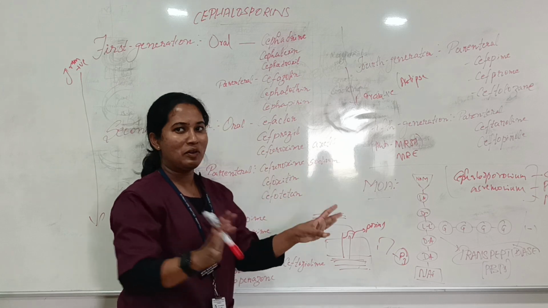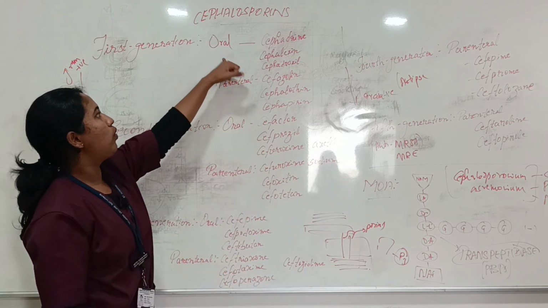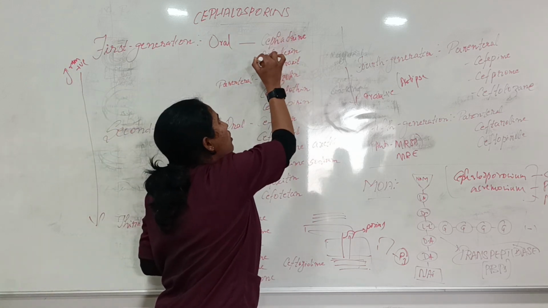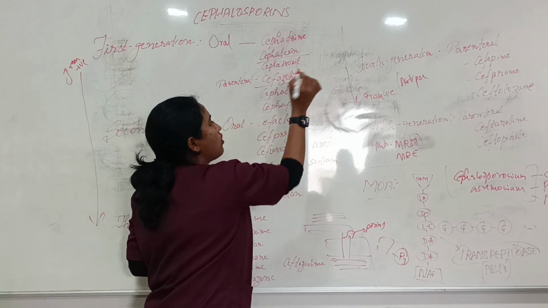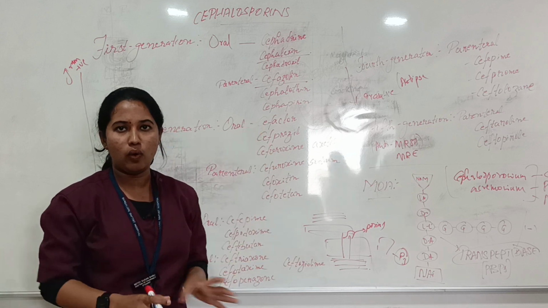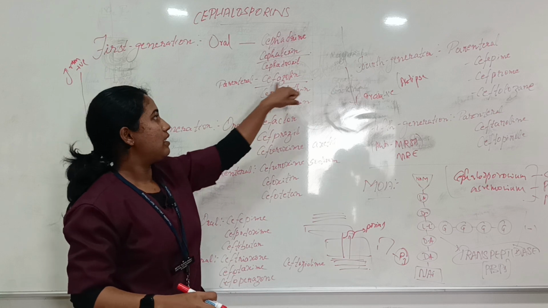So now we'll directly go into the drugs. Coming to the drugs, first generation oral cephalosporins and parenterals. In this first generation, the only oral drug we are using is cephalexin, and the parenteral is cefazolin. Just remember, obviously it's difficult to memorize all the cephalosporins. So first generation oral cephalexin, parenteral cefazolin.